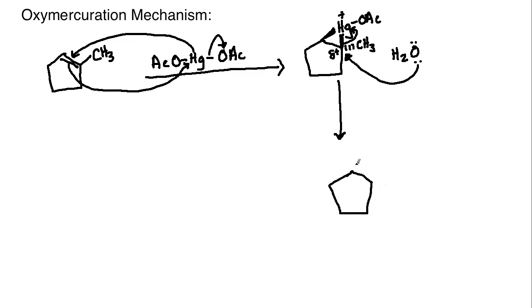All right, so if we take a look at this, we now have the mercury up here in this position because it was let go of from the more substituted position. It still has the acetyl group. There would be a hydrogen back here. And then over here, we would have the methyl group, which has now been pushed over here to the front due to that water attacking in the back to get away from the mercurinium ion.